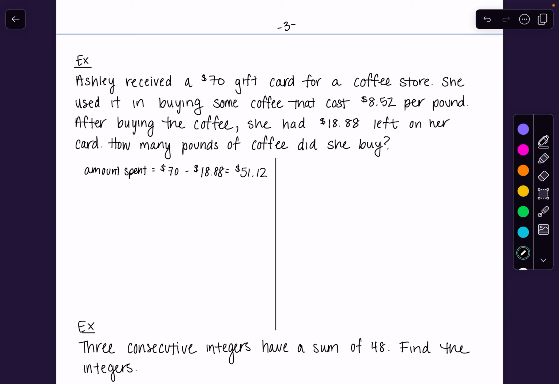So this is how much she spent, and it costs $8.52 per pound. All I need to do is divide the two to figure out the number of pounds of coffee. So the number of pounds she bought is going to be the amount she spent divided by how much it was for each pound. So if you do $51.12 divided by $8.52, you end up with exactly 6. So she ended up with 6 pounds of coffee.